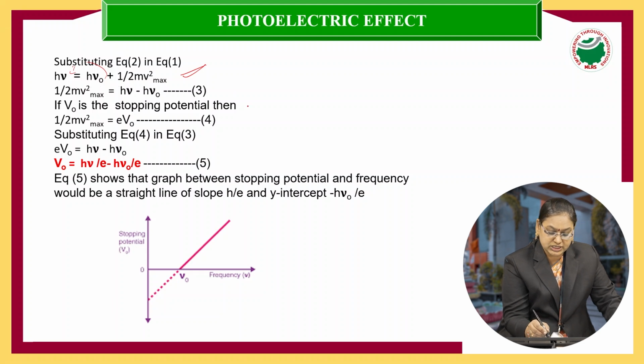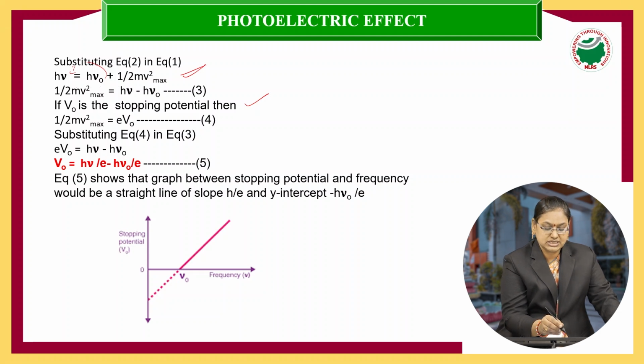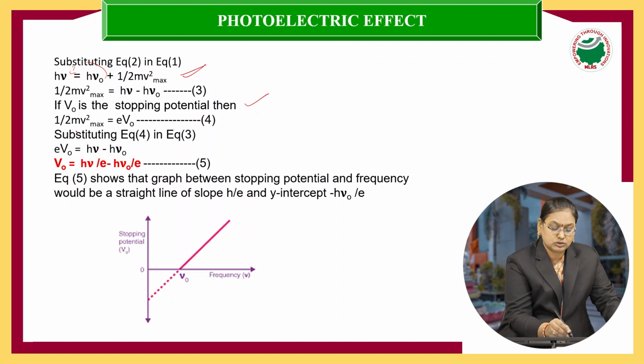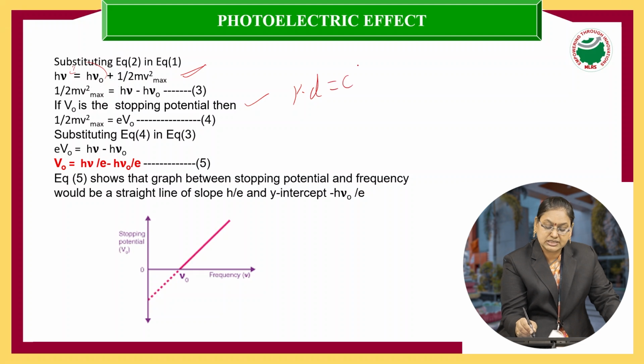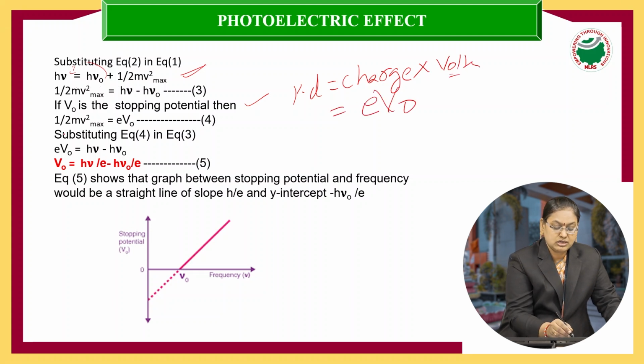If V naught is the stopping potential, then what is the second definition of stopping potential? Stopping potential is nothing but the potential which we apply in the opposite direction to make the kinetic energy of the electron 0. That means the kinetic energy of the electrons will be equal to the potential energy. The formula for this is charge into voltage. The charge of the electron is e, and the voltage is the stopping potential V naught. So the kinetic energy of the electrons will be equal to e V naught.